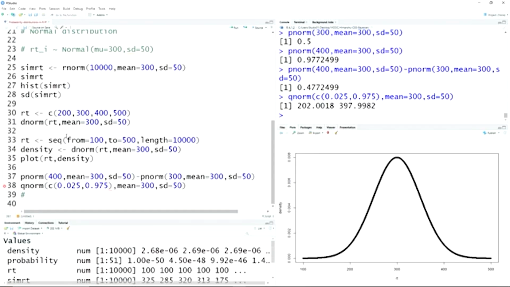Okay, so this gives me 202.0018, 397.9982. Right? This is exactly the 95% region, basically the region which contains 95% probability mass in a normal distribution with mean 300 and SD 50. Okay, so this is the exact value. We calculated an approximate value which was between 200 and 400. This is the exact value.